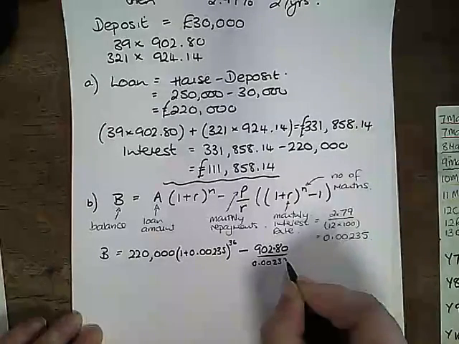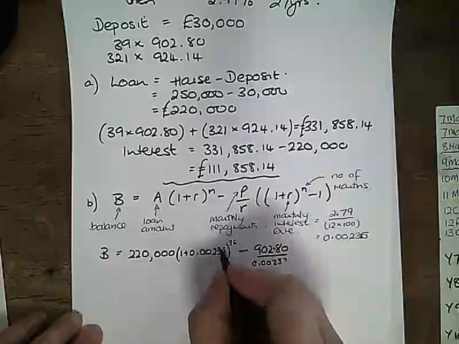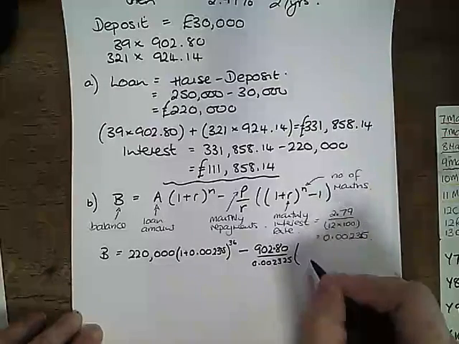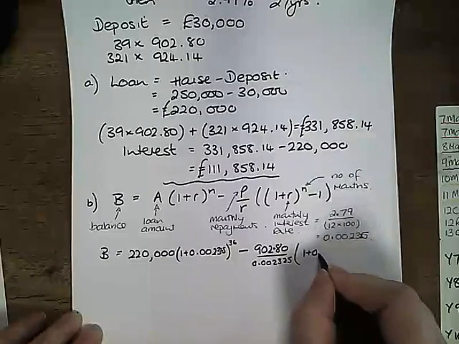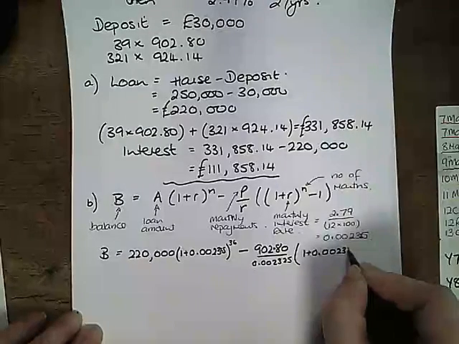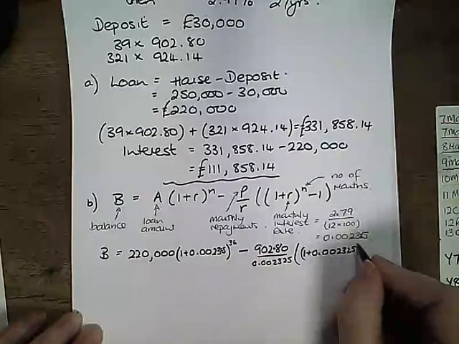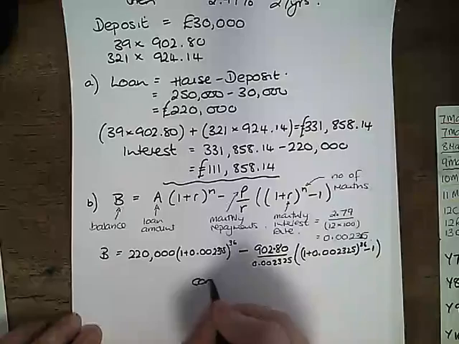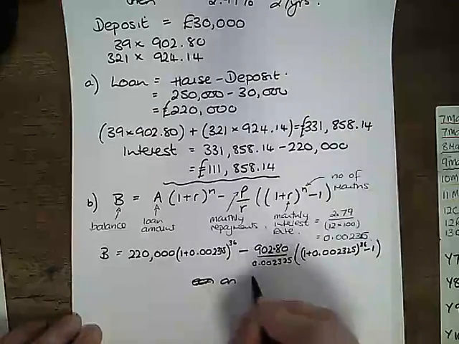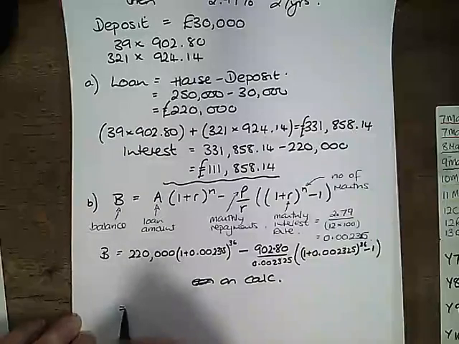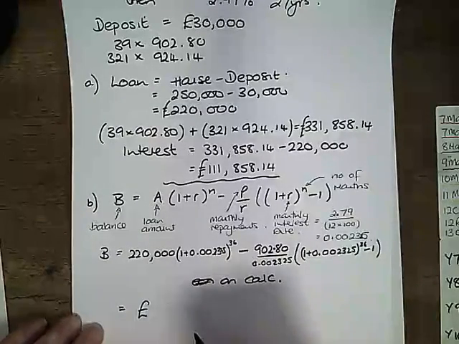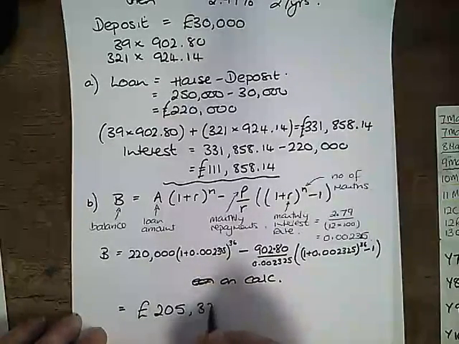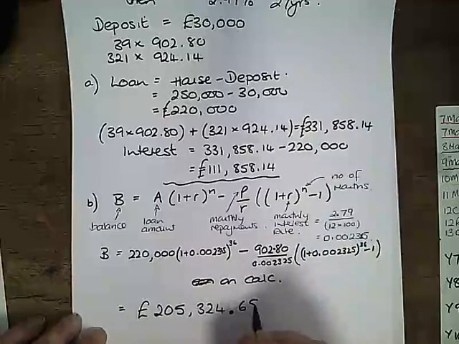Oh, I think I've written this down wrong. Sorry, this is 0.002325. Bracket 1 plus 0.002325. That's all to the power 36. I'm going to subtract 1 from that and then close the bracket. So all of that is on your calculator. Okay, and if you put that all into your calculator, you should get a final amount, which is £205,324.65.